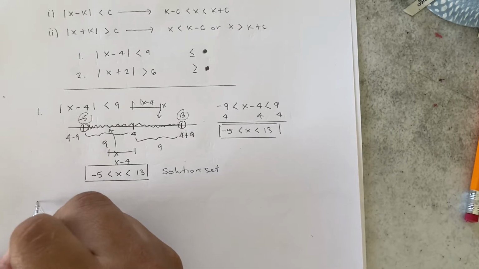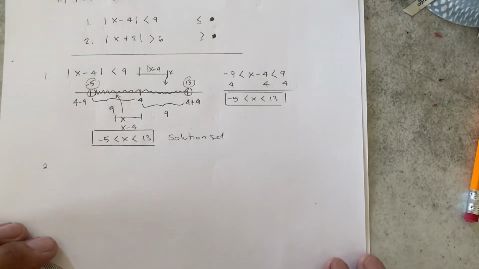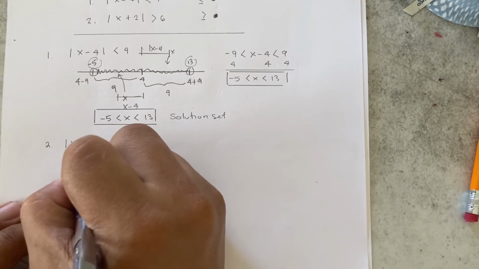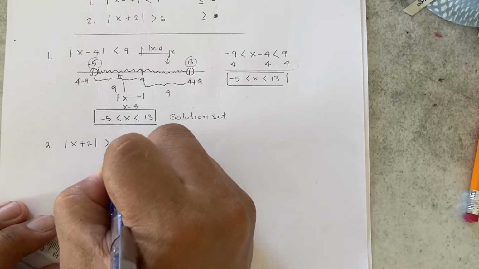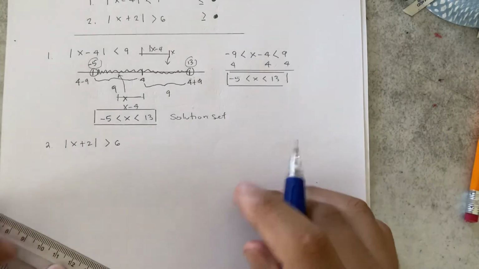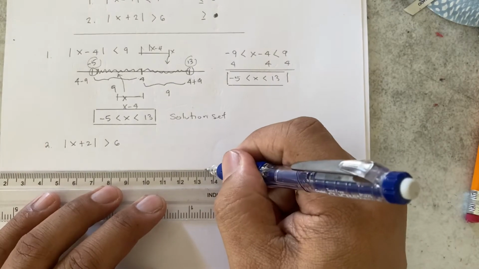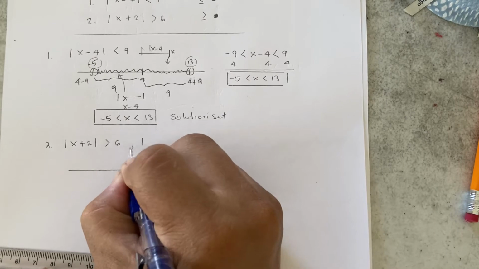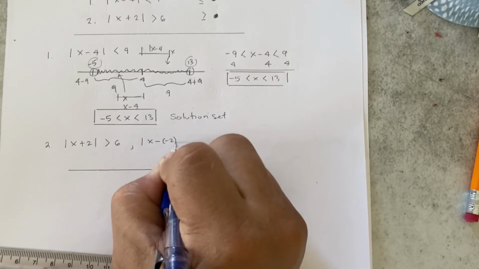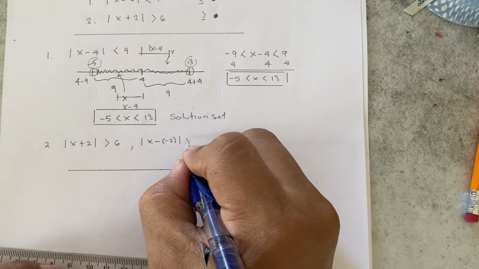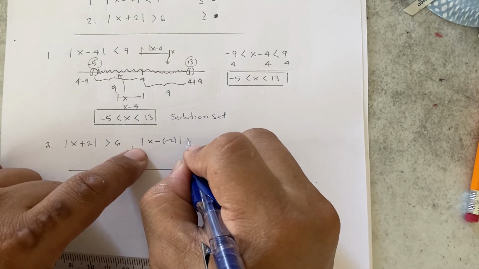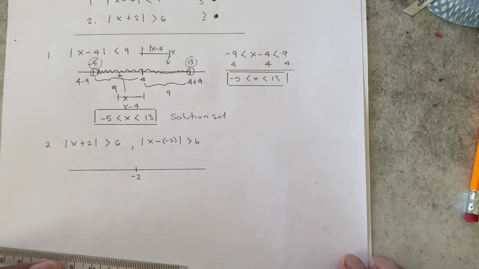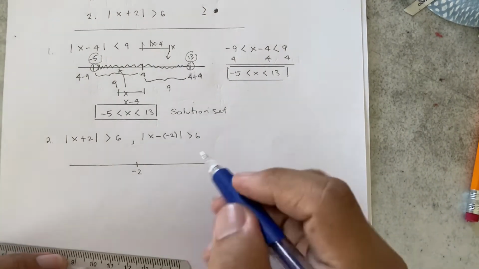Okay, so let's look at number 2. I'm going to move this up so you can see here. Number 2 is absolute value of x plus 2 is greater than 6. Again, we're going to do the graph first, then we're going to do the algebra. X minus negative 2, absolute value of x plus 2 is greater than 6. So let's look at by definition what we're looking at here. Here's a number line.